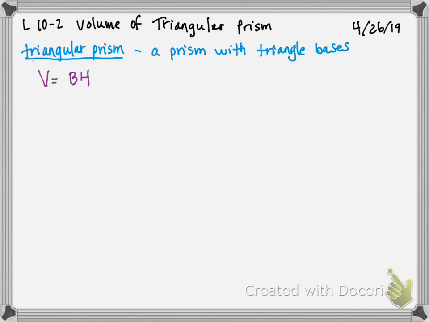So for our particular shape, we're going to remember from last chapter the formula for the area of a triangle. Notice I have a little b and a little h, so that's the area of a triangle. And then we're going to multiply by big H, which is going to be the height of the prism. Okay? So let's talk about prisms for just another moment.